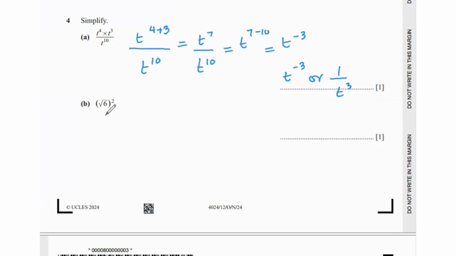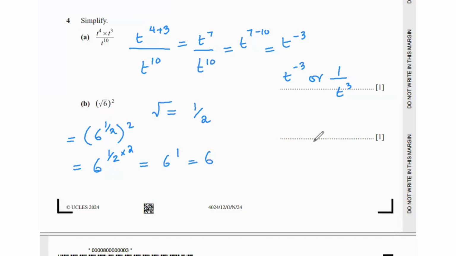Then it says simplify square root 6 whole square. So remember, when there's a power outside the bracket and inside the bracket, you multiply the powers, which is another rule of indices. So square root basically represents the power of 1 over 2. So it's 6 to the power of 1 over 2 whole power 2. So we multiply the powers, and as you can see, 1 over 2 times 2 is 1. So your answer is 6. You don't write 6 to the power of 1 because that is 6. So 6 is your answer.